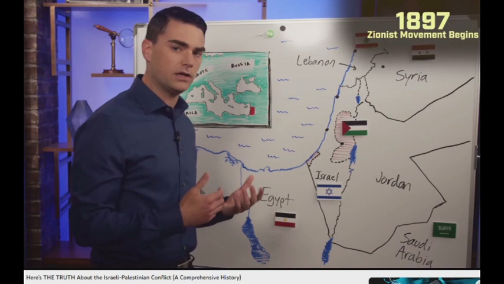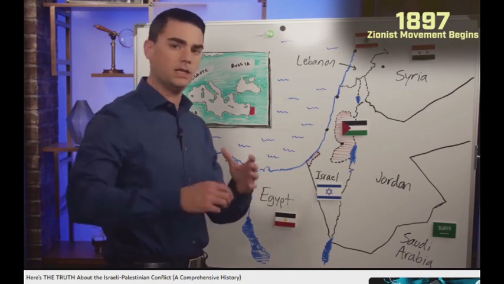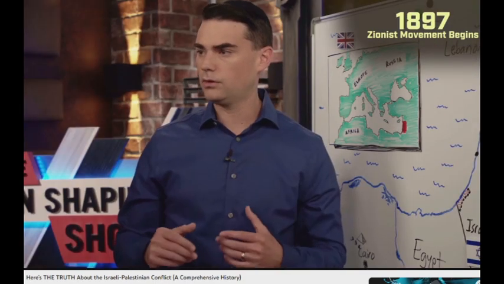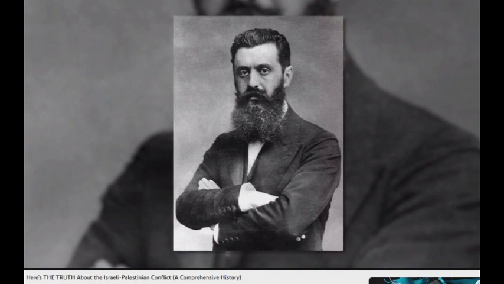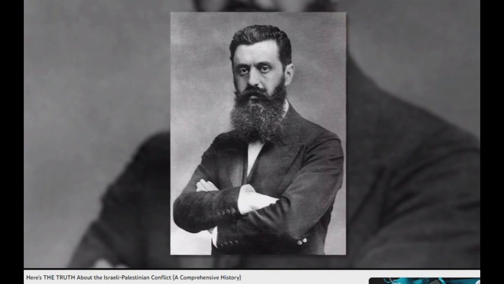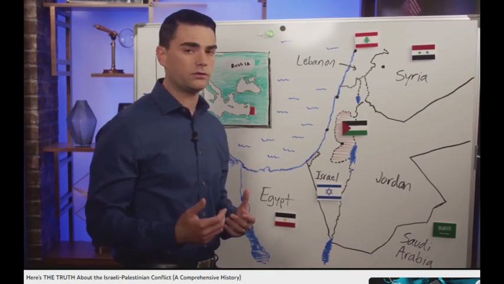By 1897, the Zionist movement begins, and this is the idea that there's going to be an independent Jewish state in Israel. It is launched by Theodor Herzl. He's the founder of the World Zionist Organization. He is not a particularly religious Jew. He launches this after the Dreyfus Affair.